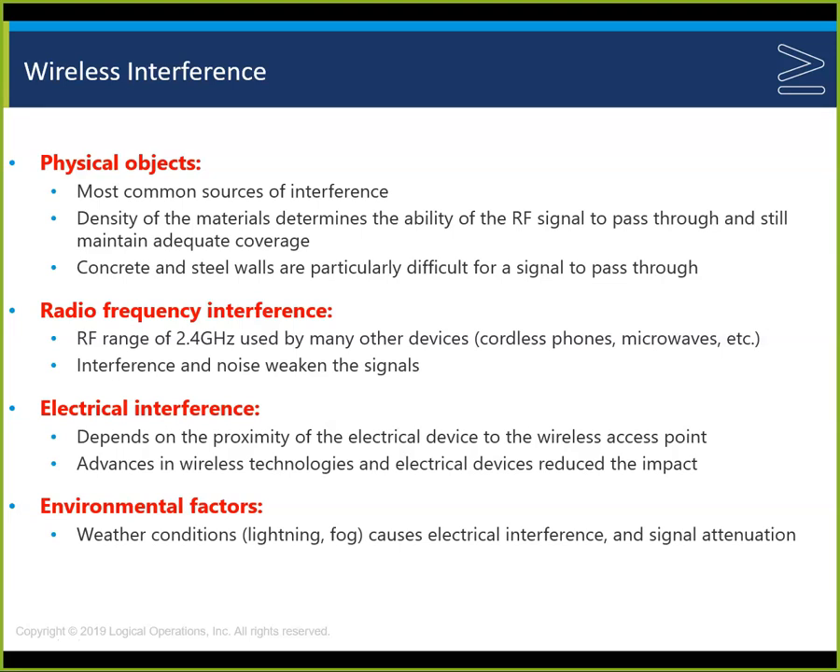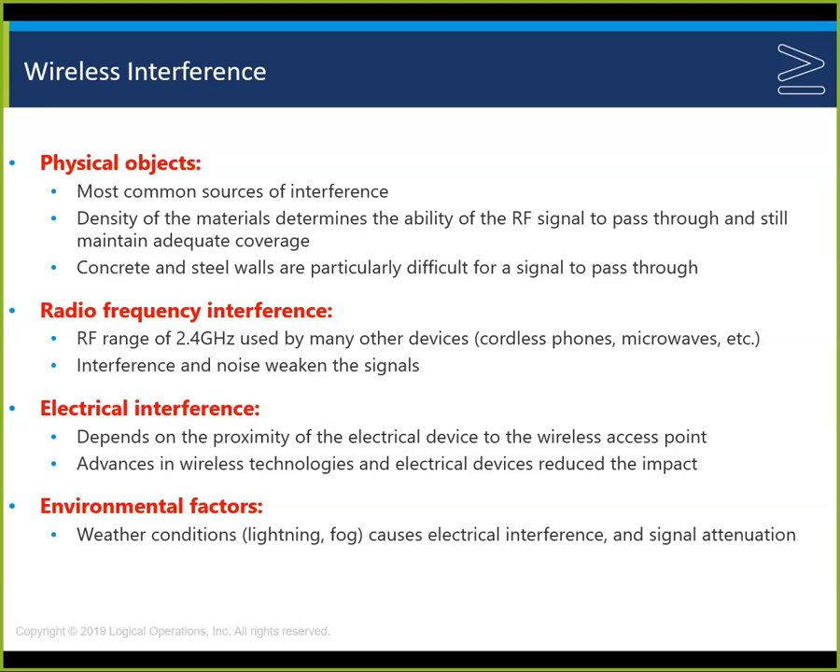Radio frequency interference, RFI. What other devices? Cordless phones, not cell phones, the old cordless phones that we would use. Microwaves are going to be running here. Wireless controllers run at 2.4 gig. Bluetooth is 2.4 gig. A lot of things use the 2.4 gig frequency band. Interference and noise are going to weaken the signals that we have for these things.